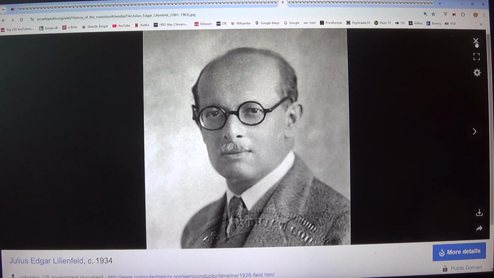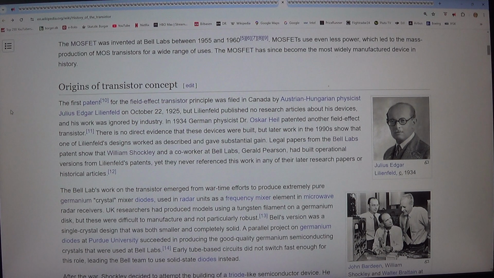The first patent for the field effect transistor principle was filed in Canada by Austrian-Hungarian physicist Julius Edgar Lilienfeld on the 22nd of October, 1925, but Lilienfeld published no research articles about his devices, and his work was ignored by industry. In 1934, German physicist Dr. Oskar Heil patented another field effect transistor. There is no direct evidence that these devices were built, but later work in the 1990s showed that one of Lilienfeld's designs worked as described and gave substantial gain.